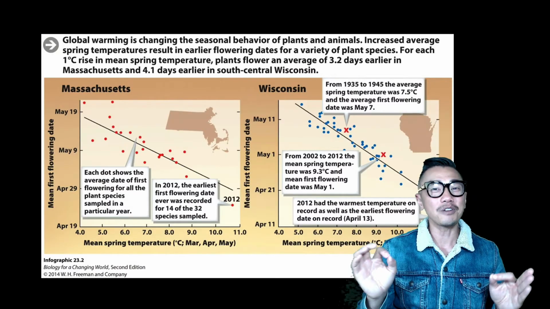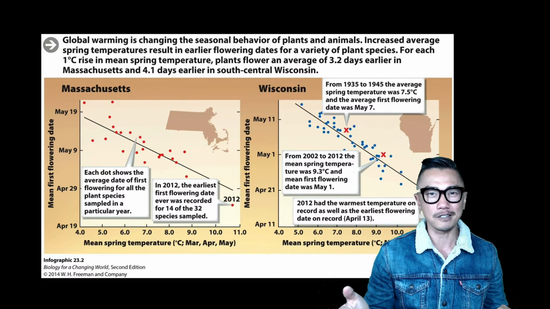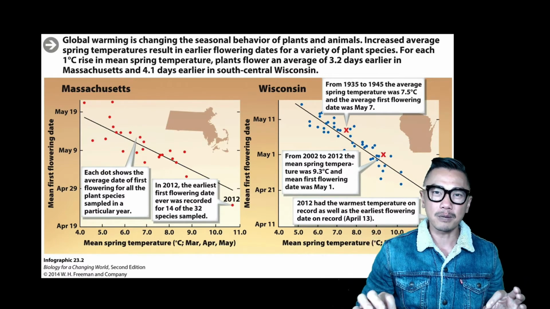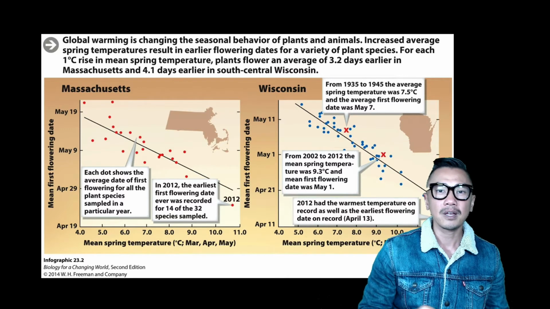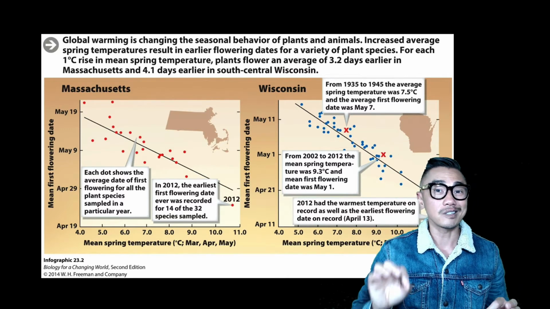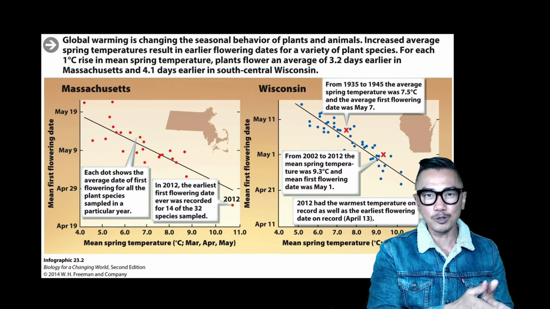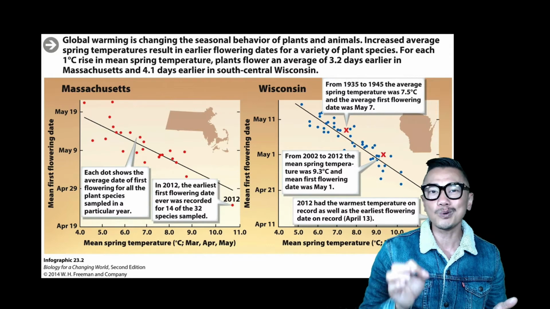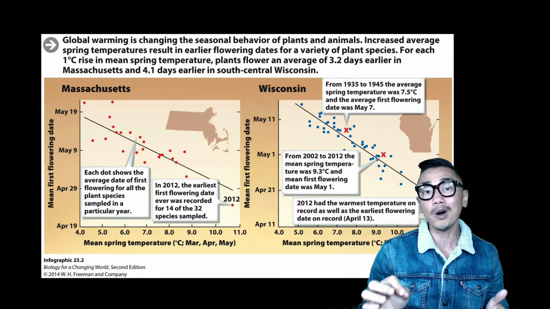These graphs show the effect of global warming on plants in Massachusetts and Wisconsin. When average spring temperatures are higher, plants flower earlier. For every 1 degree Celsius increase in average spring temperature, plants in Massachusetts flower 3.2 days earlier. And plants in Wisconsin flower 4.1 days earlier.